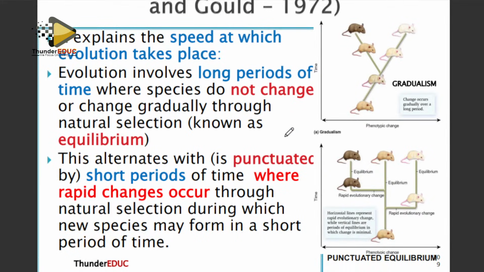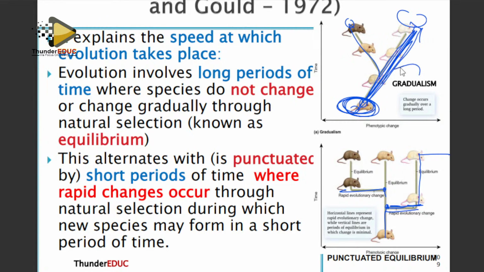All right, look at this. This is gradualism. It keeps on changing slowly, but this one is punctuated equilibrium. From this point, it just changes rapidly, then stays the same, then changes rapidly again. The change from here to here is just rapid, but from here to here, it took a lot of time. Basically, in gradualism we have intermediates, while in punctuated equilibrium, we don't have intermediates.